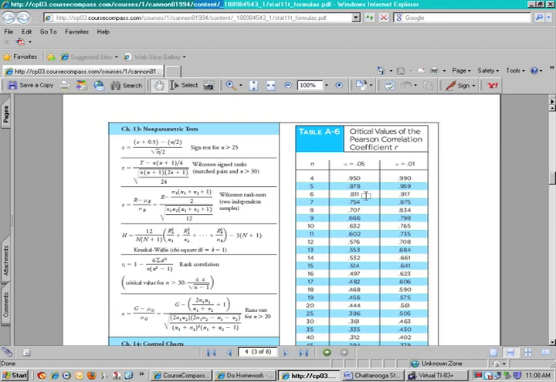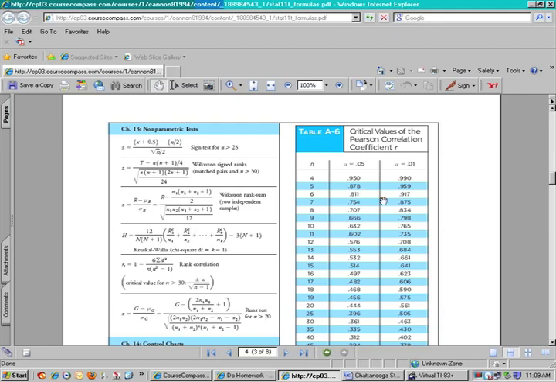Now, here's how you determine. If your R that you calculated on your calculator is greater than the critical value, that means there is a significant linear correlation. If R is not greater, then there's not a significant linear correlation. Now, you have to remember, if you come up with a negative R, you have to take the absolute value of it and use that.